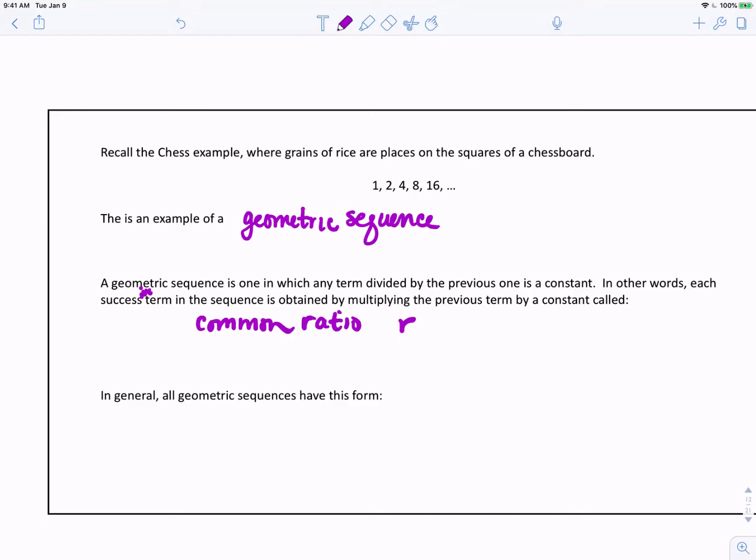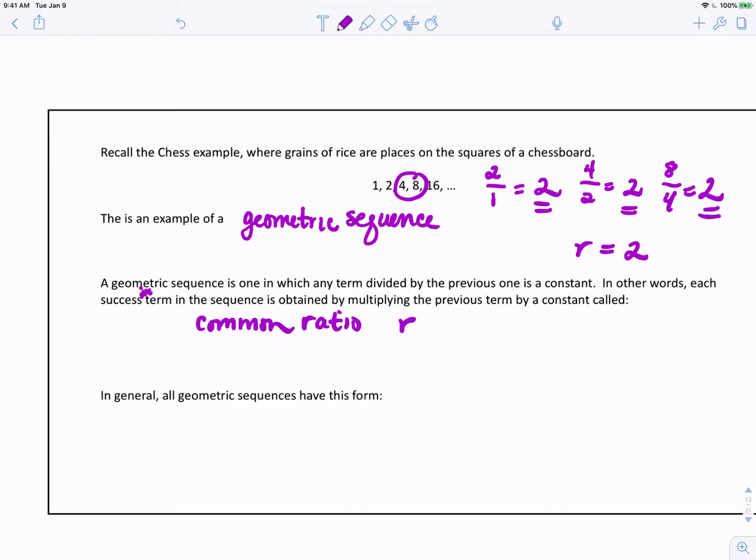Okay, so let's take a look at why this is an example of a geometric sequence. If we divide each term by its previous one, 2 divided by 1 is 2. 4 divided by 2 is 2. 8 divided by 4 is 2. Every time we divide a term by its previous one, we get the same number, 2. And so 2 would be the common ratio for this geometric sequence.